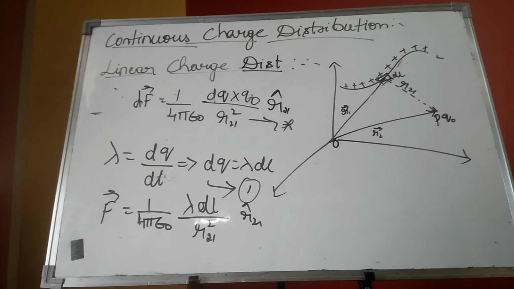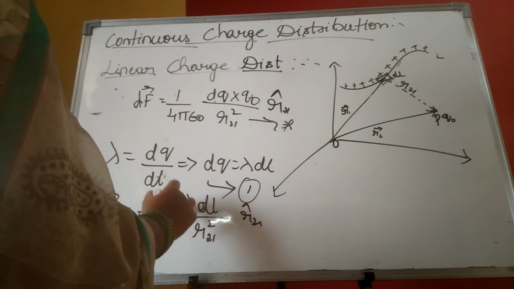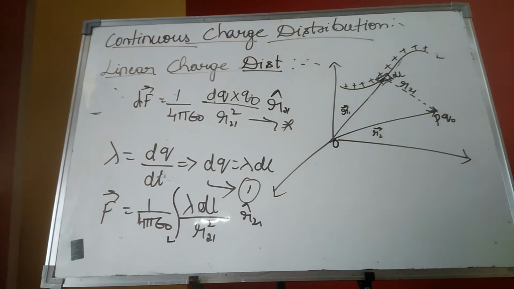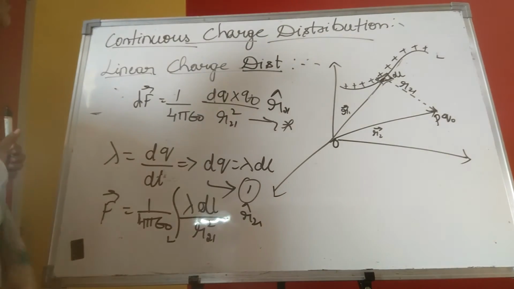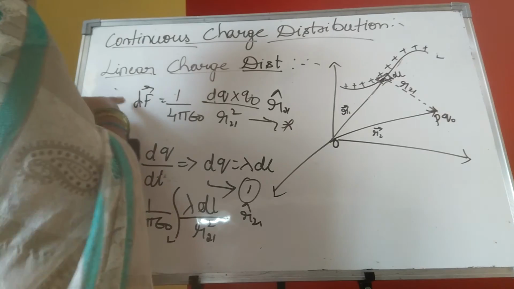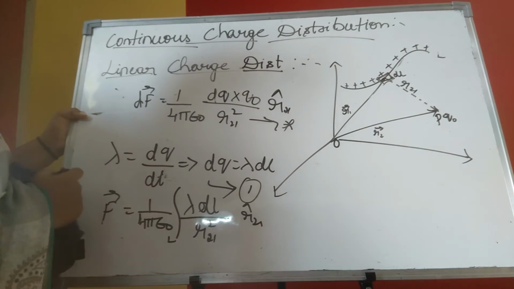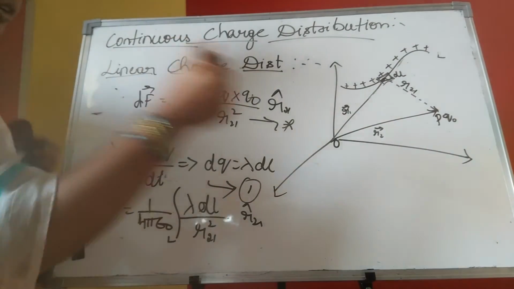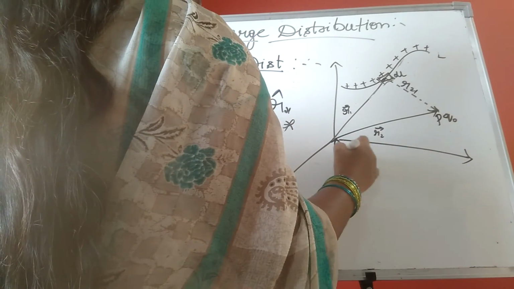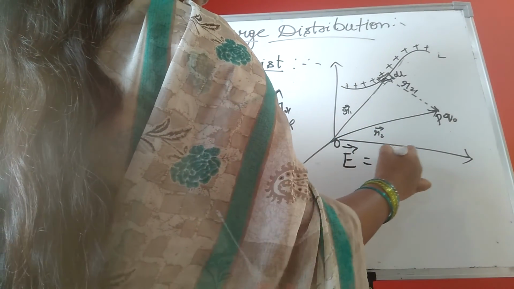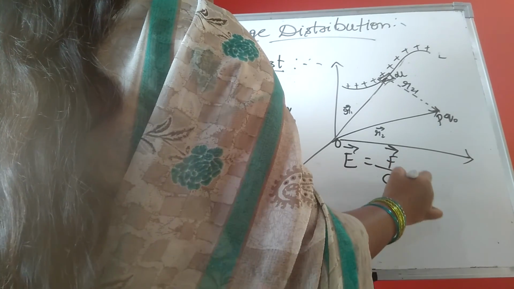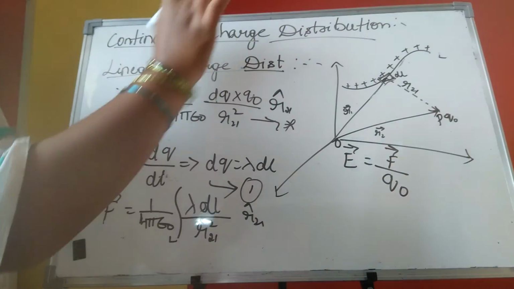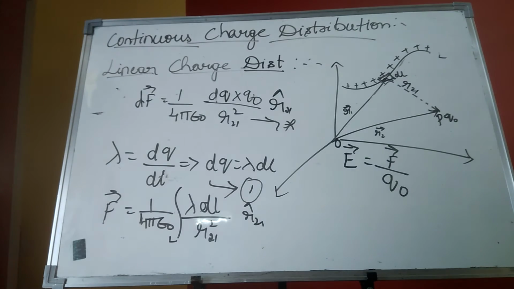If I want to calculate for the entire length, can I write it as an integral over the entire length? Yes, definitely we can. So this was an expression for Coulomb force, but our intention is to get an expression for electric field intensity, so please make a note of it. Since I don't have space, I'll write it here. The electric field intensity is nothing but Coulomb force per test charge q naught.